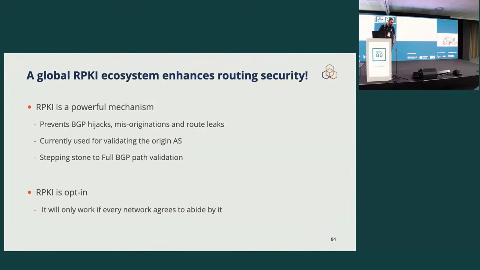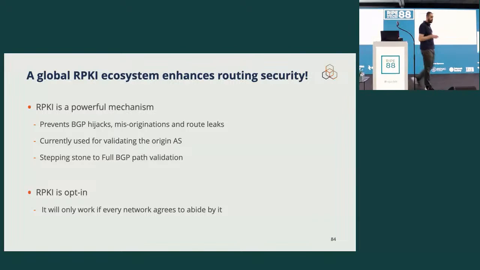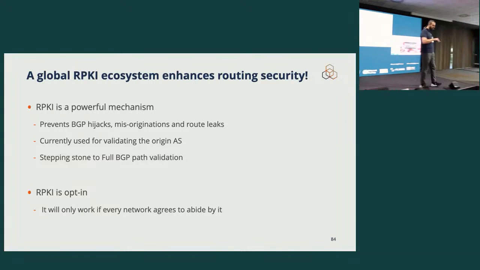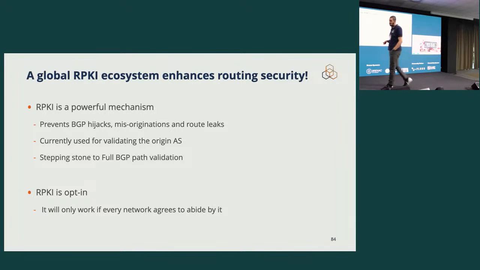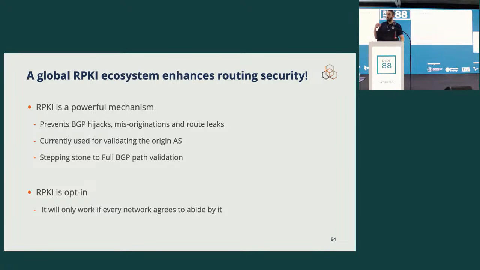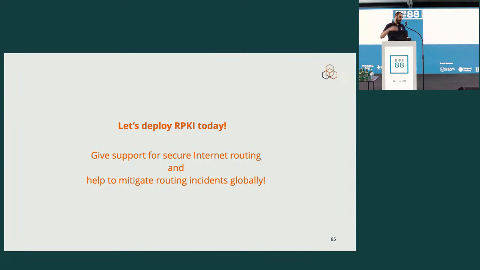So, in a nutshell, RPKI is a very powerful mechanism. It prevents BGP hijacks, specifically misoriginations and route leaks. It still does not protect against attacks or incidents on the path itself. It is a stepping stone, and we'll see that in a second. RPKI, as you might already know, is opt-in, so it's not enabled by default. So please, if you haven't started yet, please do so. Let's deploy RPKI. That's a call for action to get you all emotional and started.